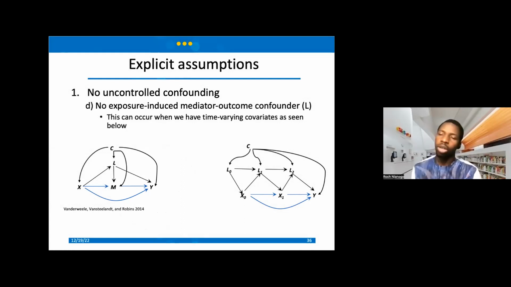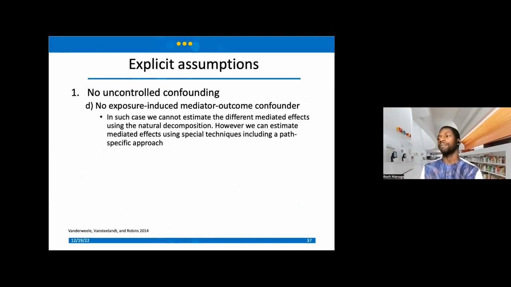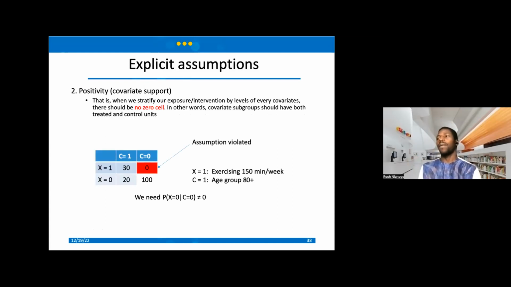Now we don't call them natural effects; we call them path-specific effects, right? But again, we can put a star on this particular assumption, because it's still possible to estimate it. Again, this is exactly what I was just saying about the fact that you cannot estimate natural effects, but you will be able to estimate path-specific effects. Right. The second assumption, beside the uncontrolled confounding, is the positivity, basically covariate support.